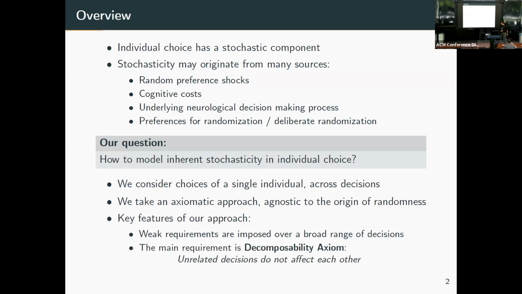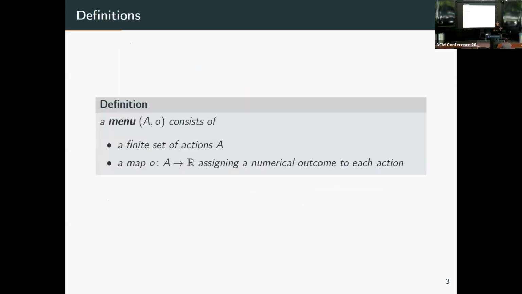And the key requirement will be what we call the decomposability axiom, that captures the idea that unrelated decisions should not affect each other. Okay, so let's jump right to the model.